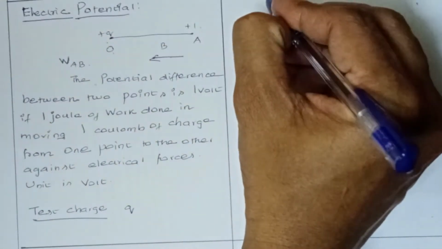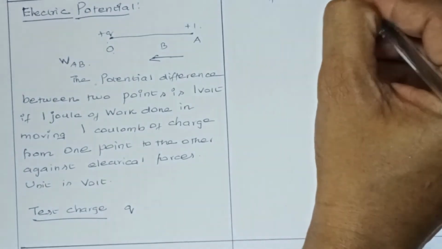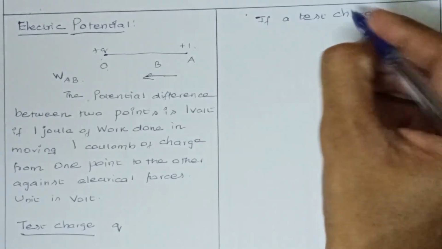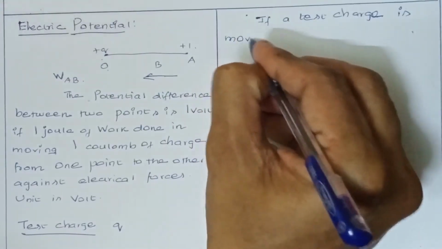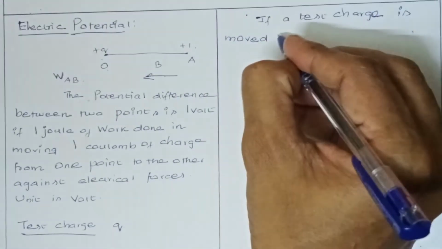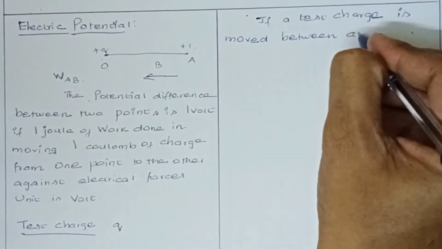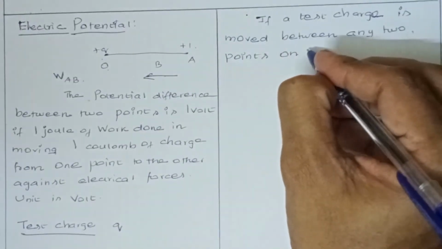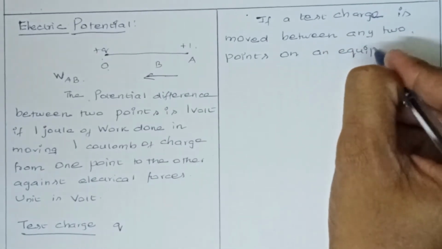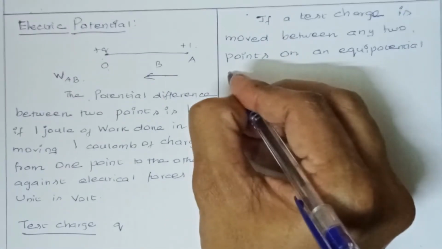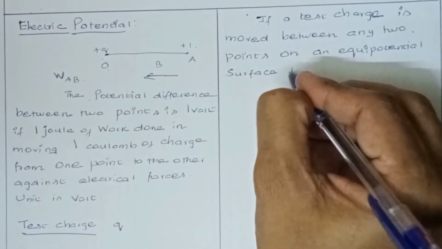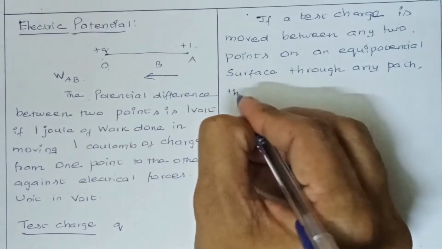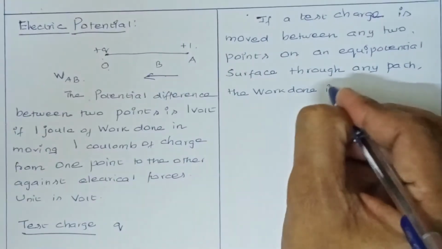If a test charge is moved between any two points on an equipotential surface, what is the equipotential surface? Let me tell you, through any path on an equipotential surface, the work done is zero.